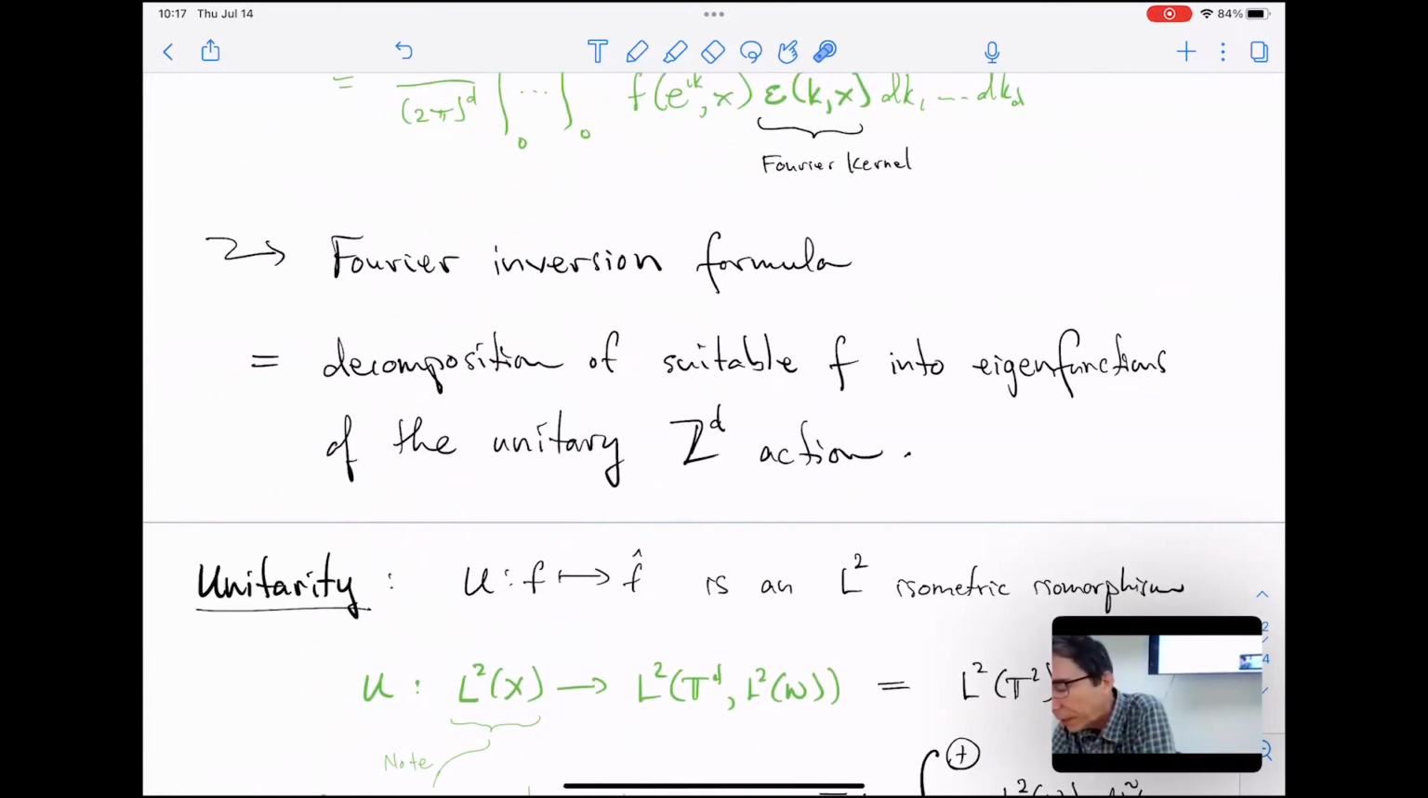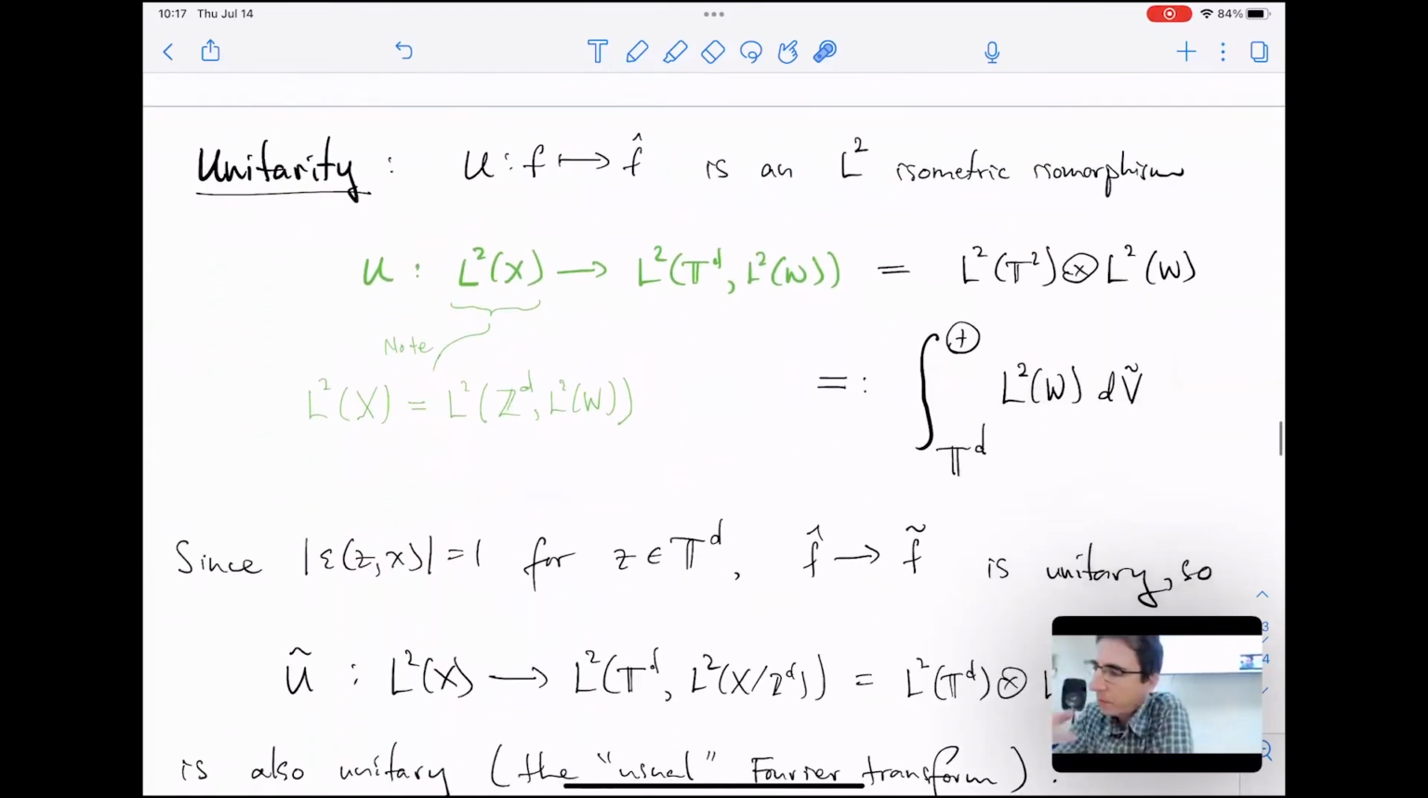Yeah, there are a lot of nice ideas here. Every time I think about it, I think of something new that should have been obvious from the beginning. But so here's the unitarity of the Fourier transform. If I call the Fourier transform U, it turns out that this is an L2 isometric isomorphism from L2 of X to L2 of the torus, but with values in L2 of the fundamental domain.